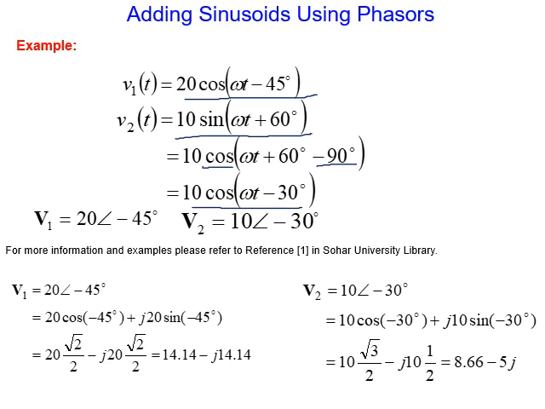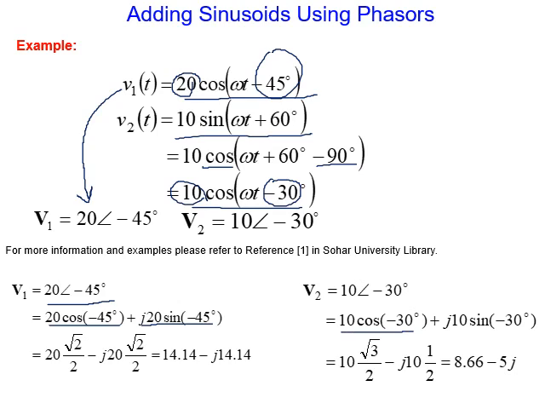Now, for this one, V1, it's 20 minus 45. You see, this is the magnitude, and this is the angle. For V2, this is the magnitude, and this is the angle. Okay. Now, if we want to convert 20 minus 45 from polar into Cartesian, we say that 20 cosine angle plus j 20 sine angle. Do the math. While V2, if I want to convert it from polar to Cartesian, I will say 10 cosine angle plus j 10 sine angle. Do the math.